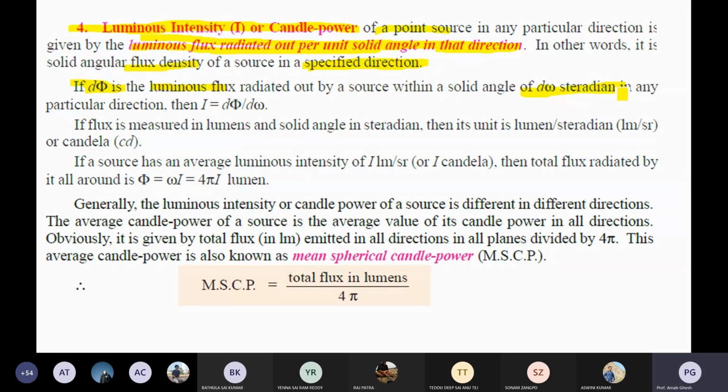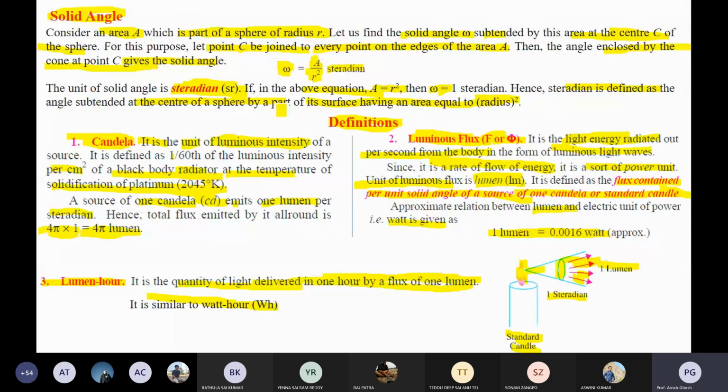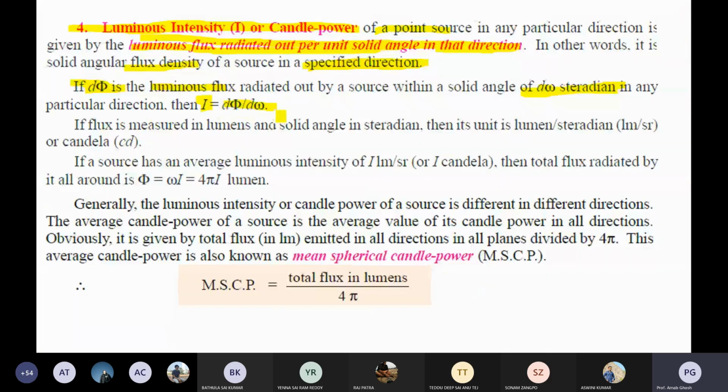What is phi? Phi is the luminous flux. So it is the change of luminous flux per unit steradian, or unit solid angle, you can say. If the flux is measured in lumen and the solid angle in steradian, then lumen per steradian, Lm by sr, that unit is also known as the candela. So we get another definition of candela: lumen per steradian.